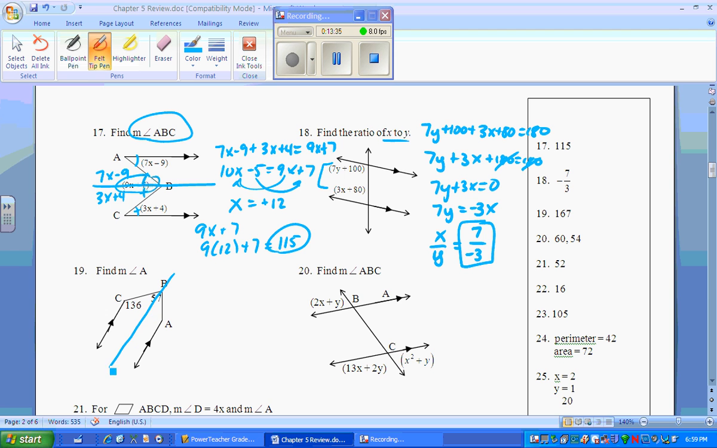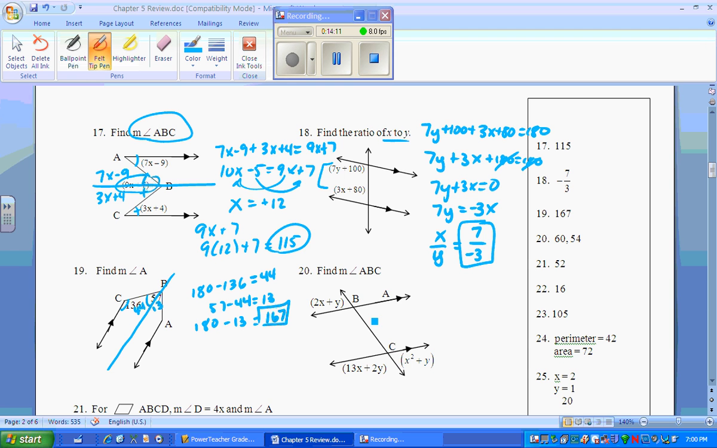19 is also a crook problem. Draw the line through the page. 136 is here. We need the supplement to 136 if that's here to here. So we do 180 minus 136, and we end up with 44. So this angle is 44. Then we'll do 57 minus 44, giving me the answer of 13. So this angle is 13. And then we do 180, because these are same side interior, minus 13, giving me an answer of 167.